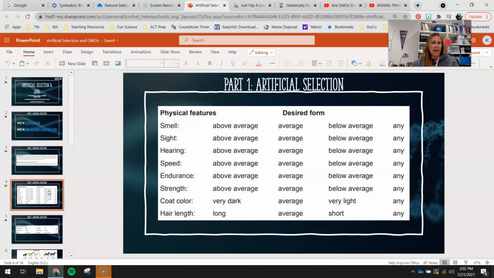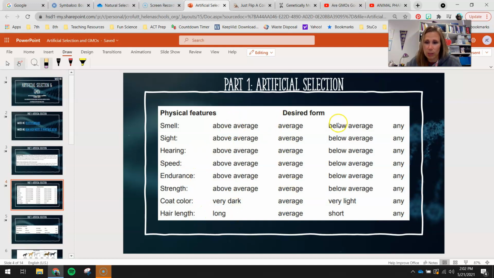So you have 2 different categories that you're going to be looking at. First and foremost is physical traits. So you guys can see here that you have physical features like smell. Do you want your dog to have above average smell, below average smell, or any? It doesn't really matter. So if I don't think smell in this dog is going to matter at all, I would highlight any. Okay. If I feel it needs above average smell to be good at this job, then I would highlight above average, so on and so forth. Okay. So go through each of these traits: sight, hearing, speed, endurance, strength, coat color, and hair length. Okay.